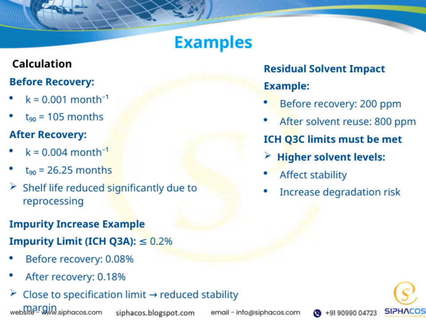Now, let's look at impurity levels as another example. The impurity limit according to ICH Q3A is less than or equal to 0.2%. Before recovery, the impurity level was only 0.08%, which is comfortably below the limit. However, after recovery, it rose to 0.18%, which is much closer to the maximum allowed. This reduces the margin for stability and highlights the importance of controlling these residuals.